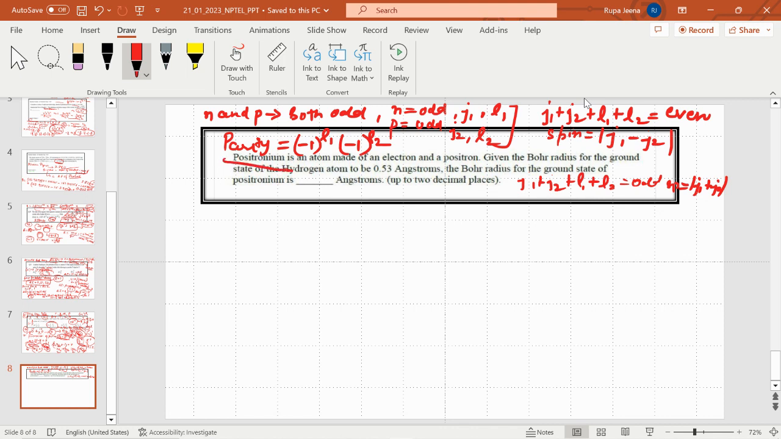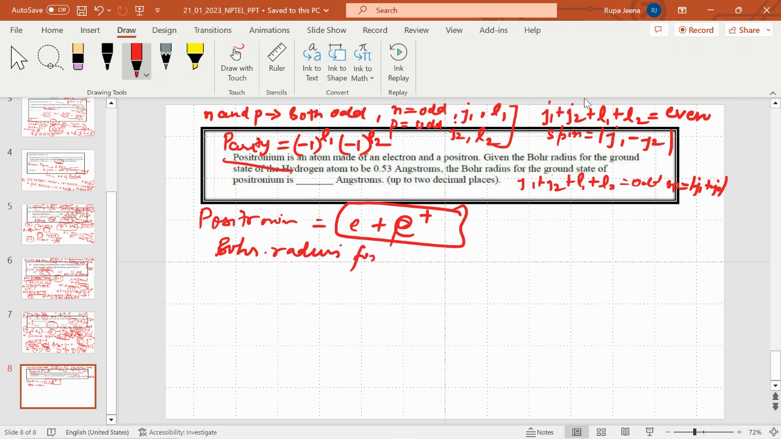Now, this question, positronium. In the question, positronium is given, which is an atom made up of electron plus positron. Positron is e positive, right? And you need to find out the Bohr radius for positronium, where the ground state of the hydrogen atom is given. So for that you should know the ground state value for hydrogen atom.